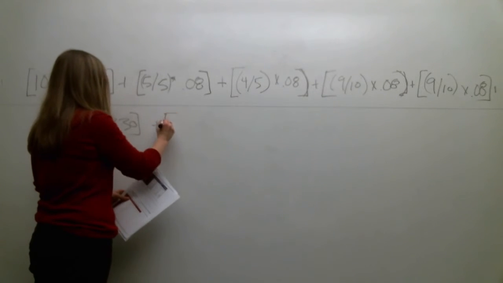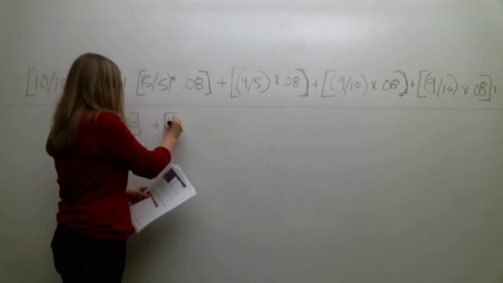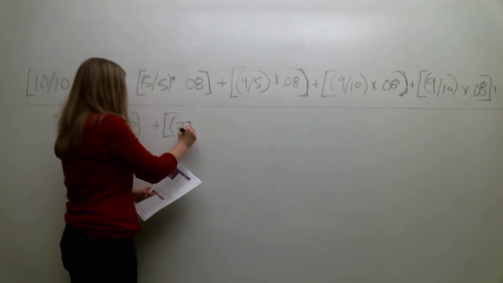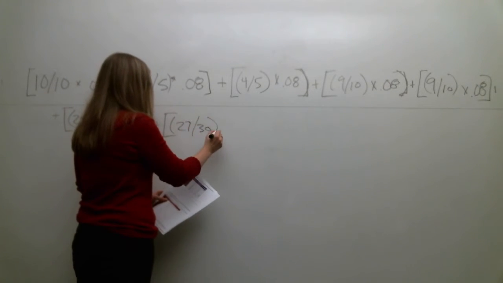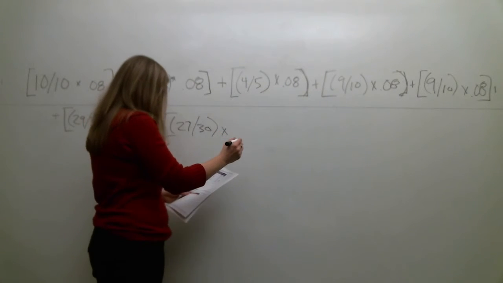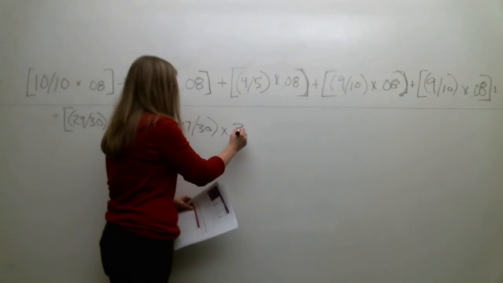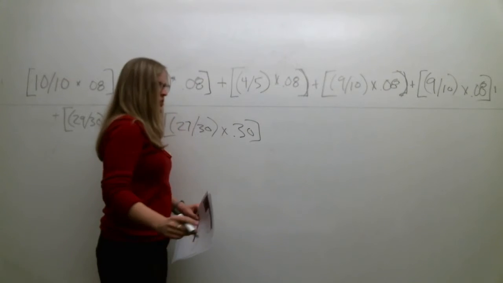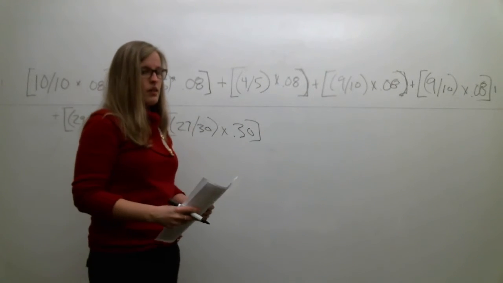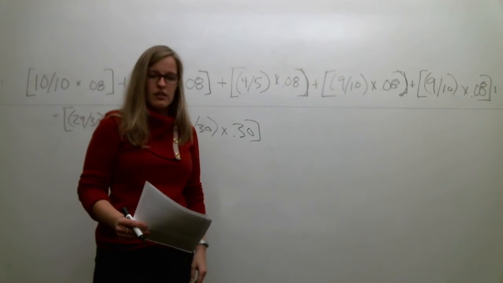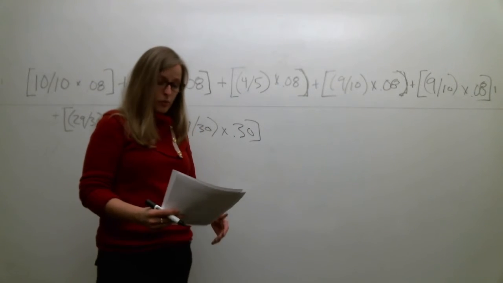Then they got a 27 out of 30 on the final exam. And the final exam was worth 30%, remember? So 0.30. So now I can go ahead and start to add this up. I'm sorry it's on two different lines. That's going to make it a little bit confusing, but I hope that you're able to follow what I'm doing.